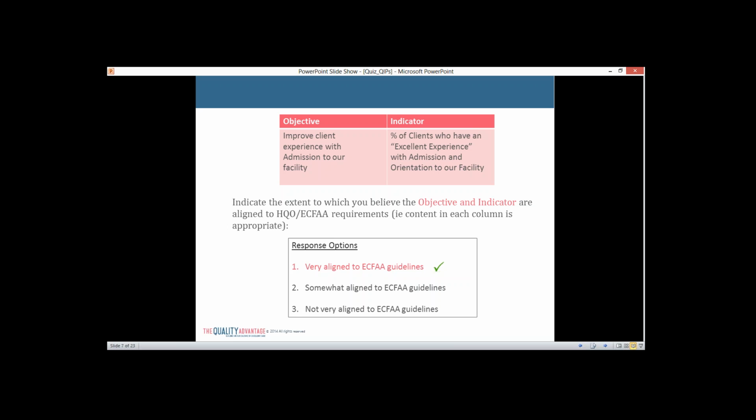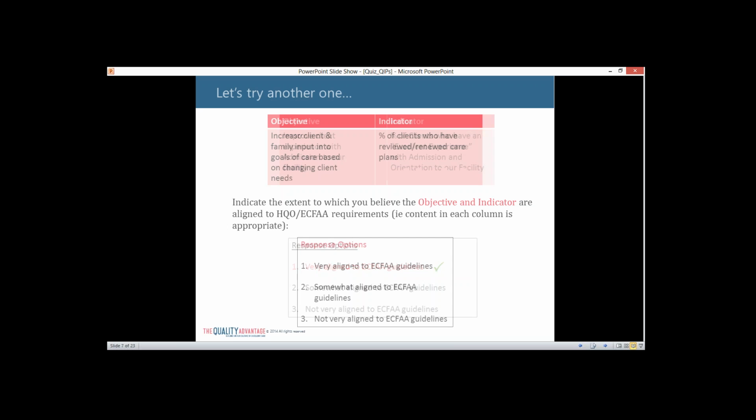And just a note that with satisfaction data, it's important to include in the indicator the category on the Likert scale within a survey. So in this case, clients who would have ticked off excellent on a range of options that probably went from not very good, perhaps, to excellent. Let's try another one. Take a look at what's in these two columns and think about the extent to which you believe both the objective and the indicator are aligned or not to what's expected by Health Quality Ontario.